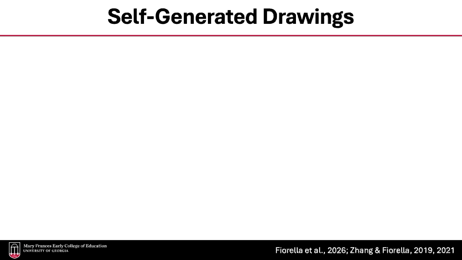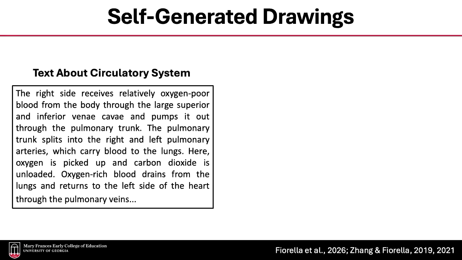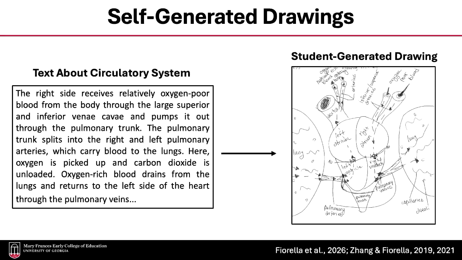So one way to do that is to ask students to create their own drawings of what they're learning. So what we can do is, instead of giving students all the information up front, we can just give them text, like this excerpt here about the circulatory system, and ask them to take the text and create their own visual representation without seeing a provided visual first. That might look like something like this.